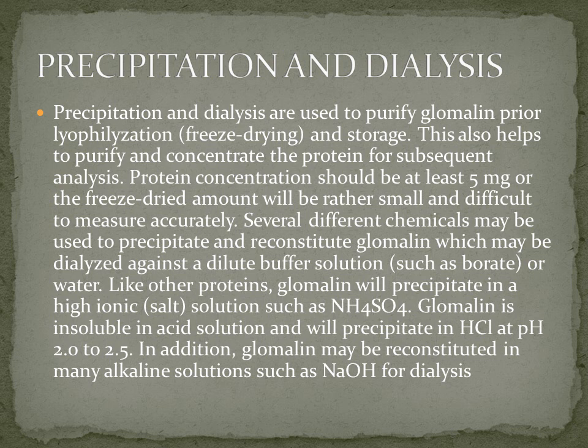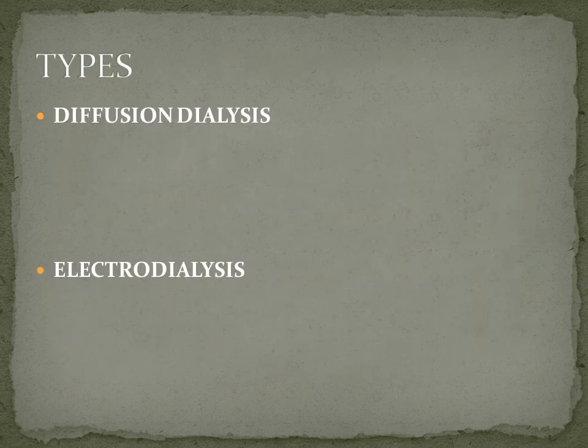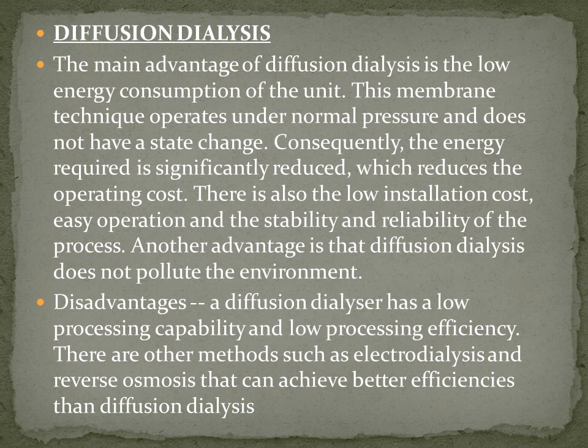Like other proteins, glomalin will precipitate in high ionic, that is salt, solutions such as NH4SO4. Glomalin is insoluble in acid solution and will precipitate in HCl at pH 2.0 to 2.5. In addition, glomalin may be reconstituted in many alkaline solutions such as NaOH for dialysis. There are mainly two types of dialysis, diffusion dialysis and electrodialysis.